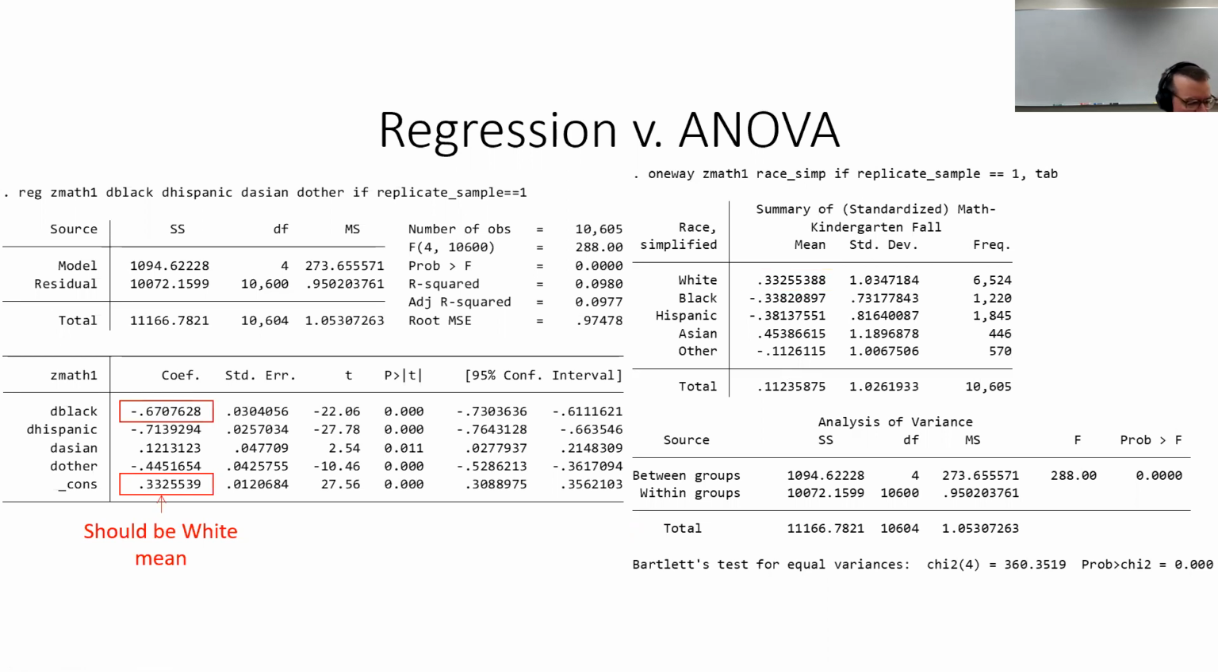If you look for the black coefficient, that shows the deviation between blacks and the omitted group whites, 2/3 of a standard deviation. That should be in the ANOVA a simple difference in the two means, right? So if you take those two means and get a difference, it's exactly the same. So nice thing about, you know, so many things that we try to understand in education research are fuzzy.